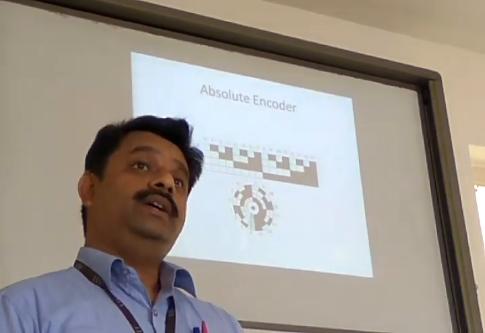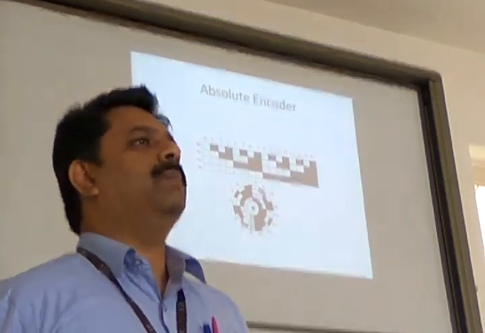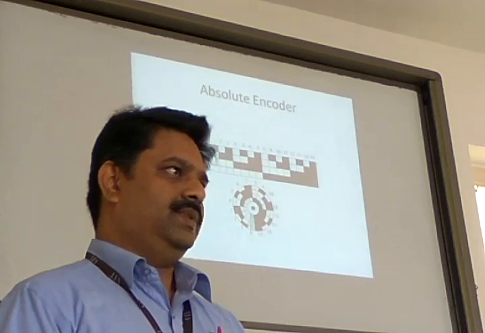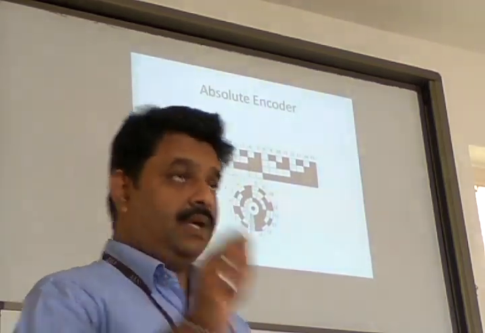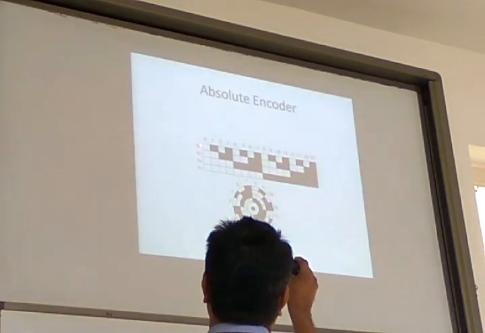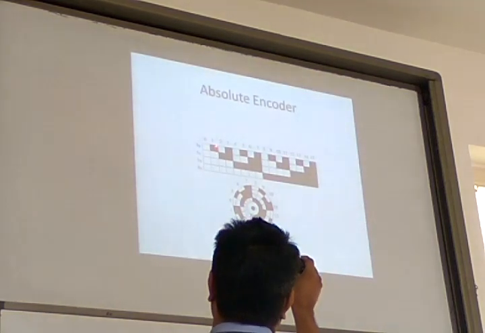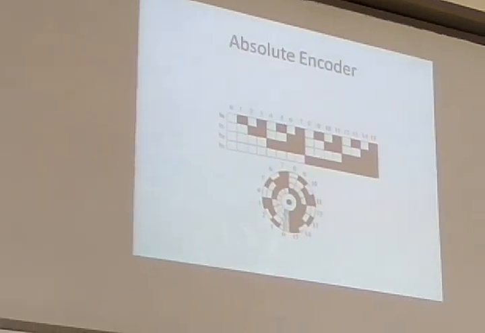We will directly read. But instead of one light source and one photo detector, we will have multiple light sources and multiple photo detectors. The light source may be the same, but I will have multiple photo detectors. Earlier, for linear measurement, we had only one strip of opaque and transparent. Black is opaque, white is transparent. You have opaque and transparent, or transparent and opaque surfaces, and only the first row was used for incremental encoders.